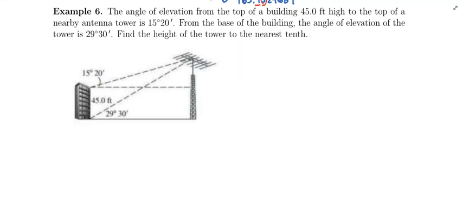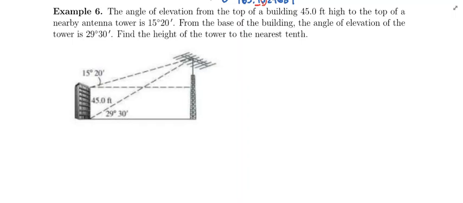Example 6. The angle of elevation from the top of a building 45 feet high to the top of a nearby antenna tower is 15 degrees and 20 minutes. From the base of the building, the angle of elevation of the tower is 29 degrees and 30 minutes. Find the height of the tower to the nearest tenth.